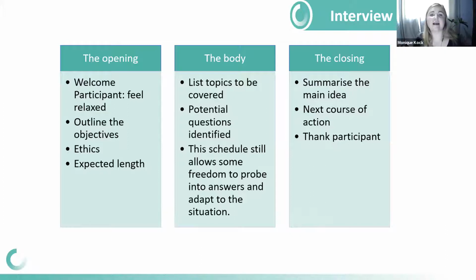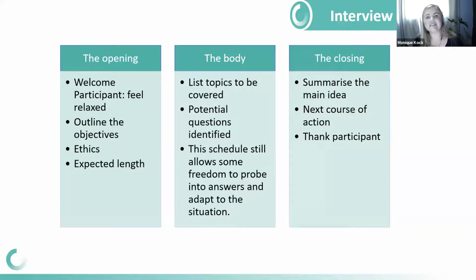And therefore, we would then start with the body. Within the body, you would need to list topics that need to be covered. You would identify the potential questions that you are going to ask. However, we need to note that although we are already identifying the potential questions and the structure, this schedule would still allow freedom for you to probe this participant. Probing means that you are asking them a certain question about a certain thing that you are investigating, so further communicating with you about what you are trying to investigate.